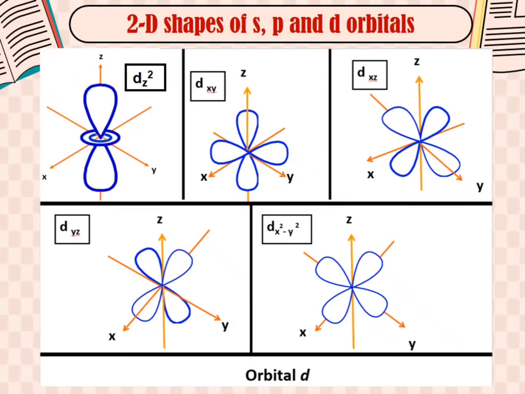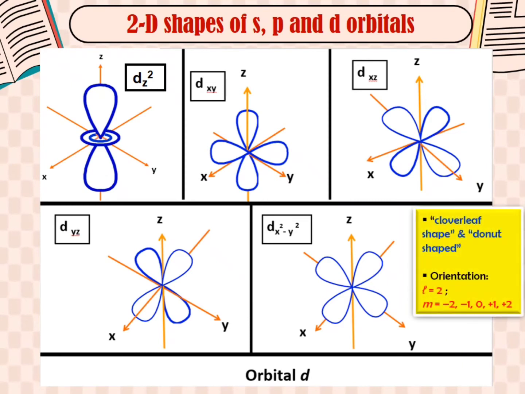Okay, next we look at D shape, D orbital. For D orbital, the shape is either cloverleaf shape or donut shape. As we know, if L equal to 2, it refers to D orbital, di mana M kita adalah -2, -1, 0, +1, +2. So awak boleh lihat dekat sini, nampak? So dia ada 5 type of orbital.